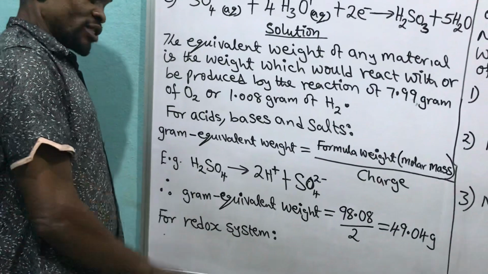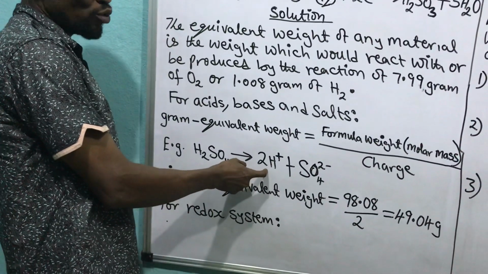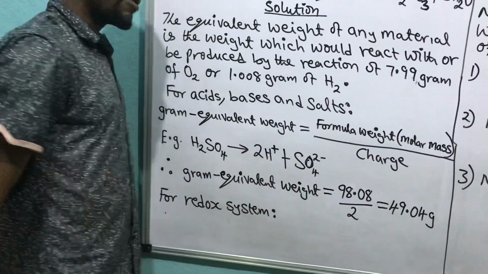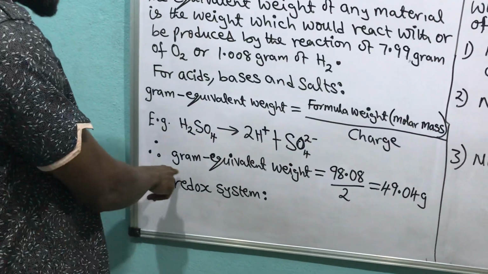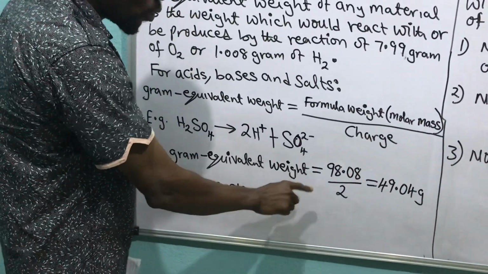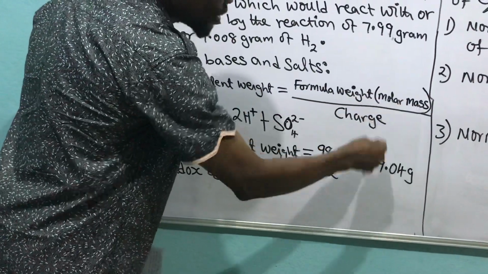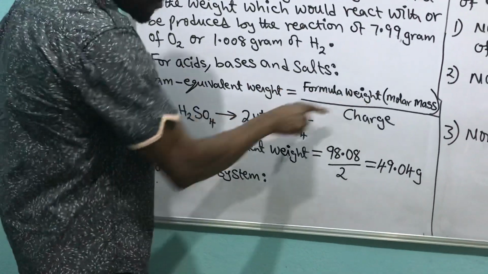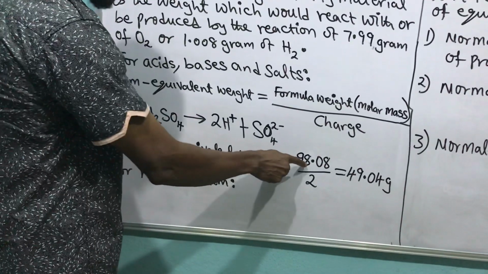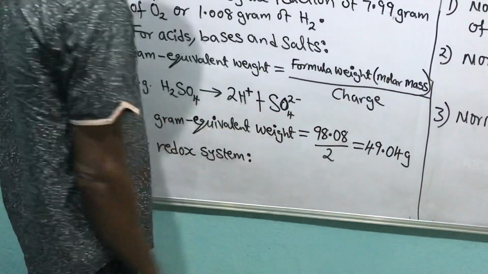For example, look at the example I gave here. Tetraoxosulfate 6 acid ionizes, and when it ionizes, hydrogen is produced. This hydrogen is what we call proton, which is 2 hydrogen plus this radical. Therefore, gram equivalent weight equals, look at our formula here, formula weight or molar mass over charge. Then we look at the molar mass of this one. If you calculate the molar mass of tetraoxosulfate 6, it's 98.08, which is the formula weight.